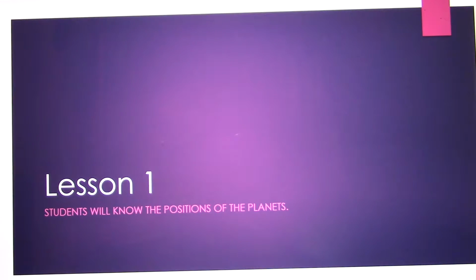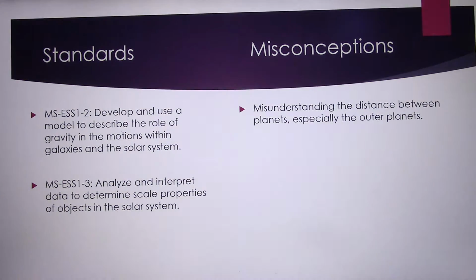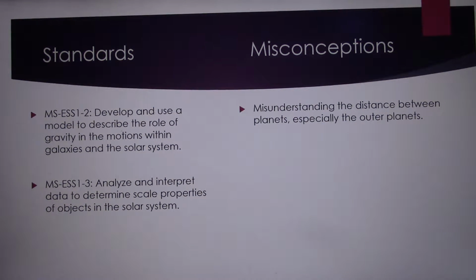For my first lesson, the objective was that students will know the positions of the planets. The 2 standards that were addressed were that students would develop and use a model to describe the role of gravity and the motions within galaxies and the solar system, as well as analyze and interpret data to determine scale properties of objects in the solar system.